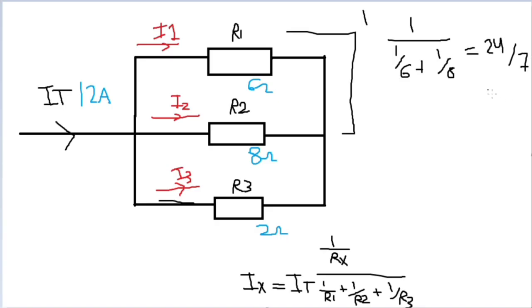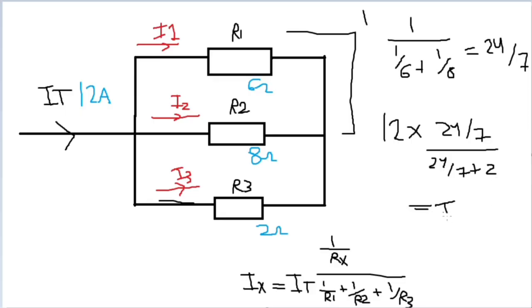Now we're going to use the special formula we talked about, the one with the 2 resistors, which was I total, which is 12, times, since we want to find I3, the one we combined, 24 divided by 7, divided by R total, which is 24 divided by 7 plus 2. That will give us I3. I3, using this method, gave us 7.6 amps.